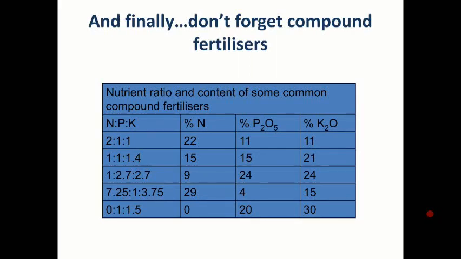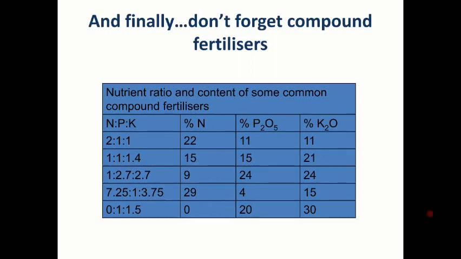And compound fertilizers. Oh yeah, just when we thought we had everything figured out, compound fertilizers are a little bit more complicated still, because they're blended fertilizers where you're applying 2 or 3 of the nutrients at once. So here you can see some examples. And the NPK column on the left is just showing you the ratio.